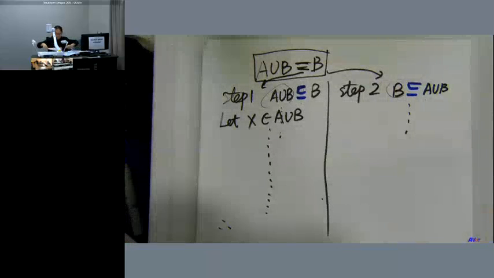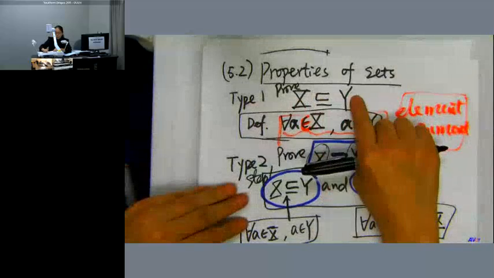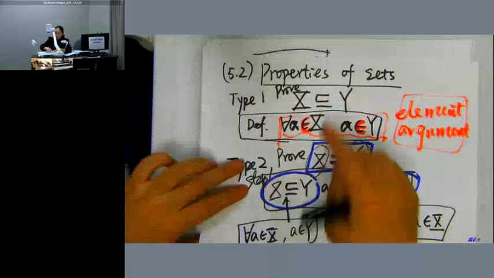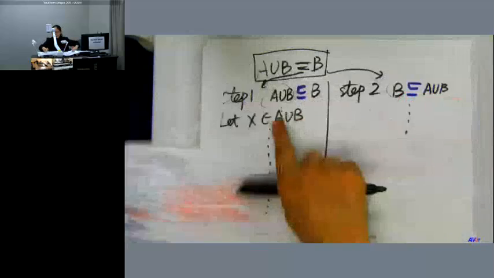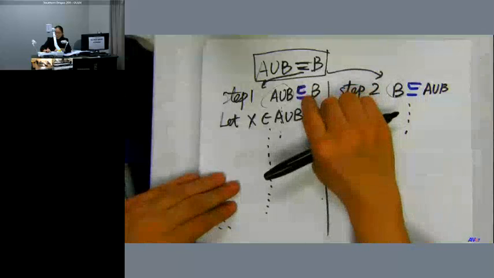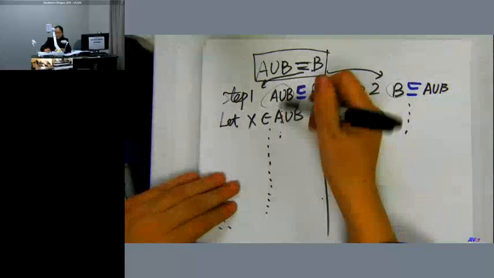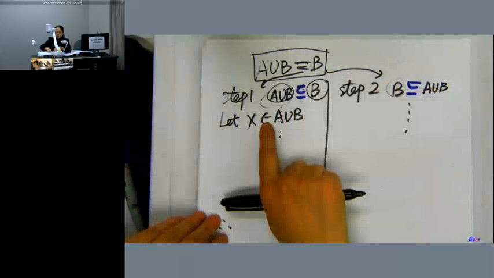So this is type 1. How do you show a set is a subset of the other? Like I said, a type 2 is doing two type 1 problems, to do subset twice. So you do this once and do that again. How do you prove a set is a subset of the other? What was the definition of subset?